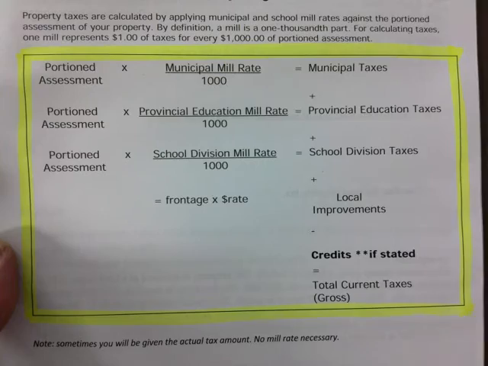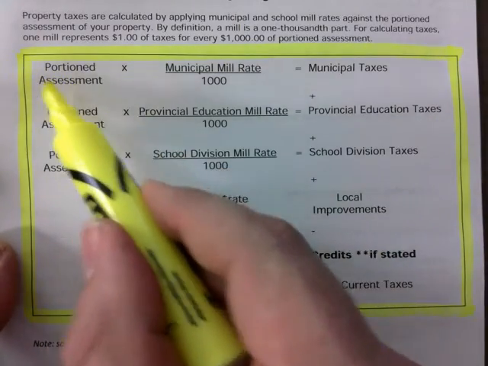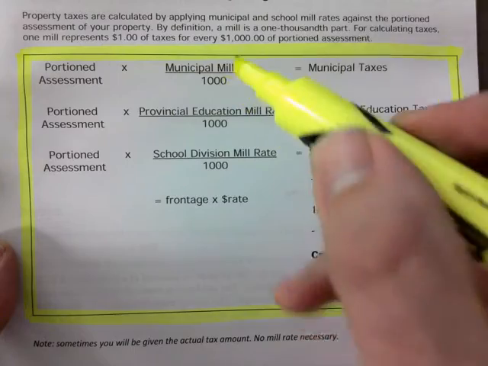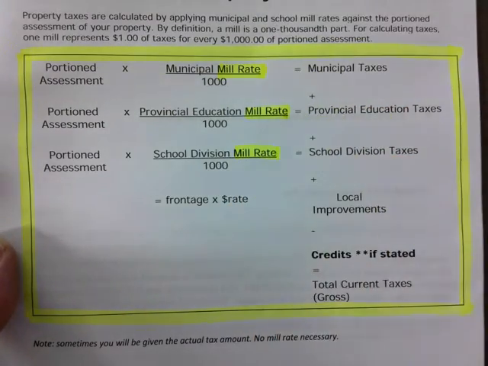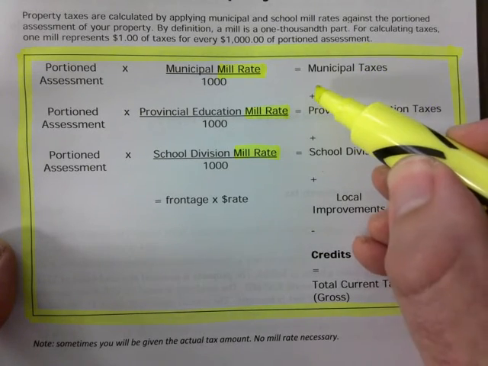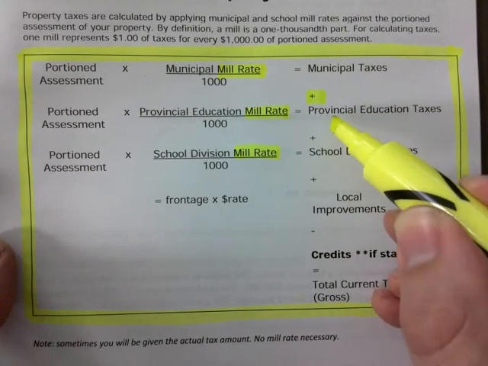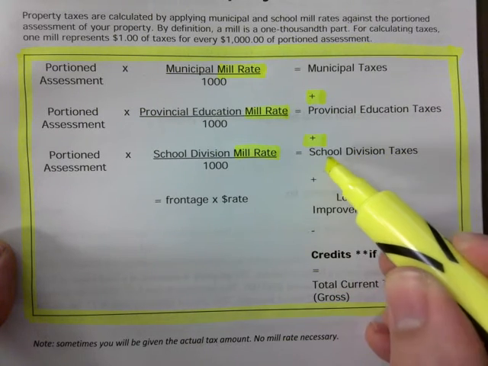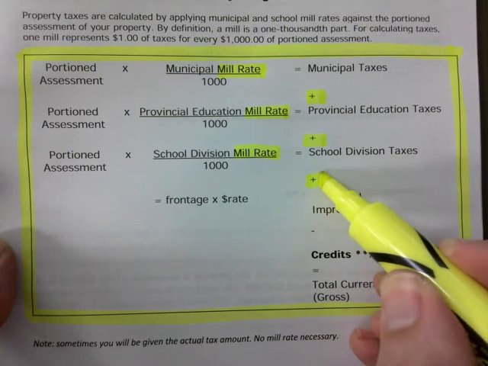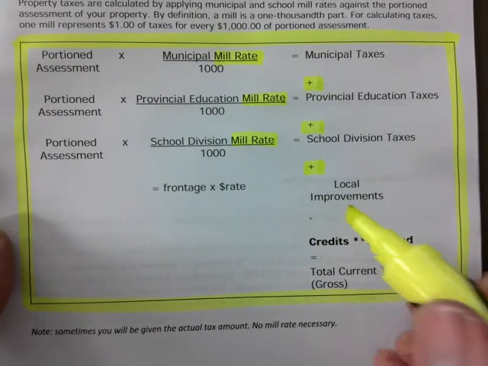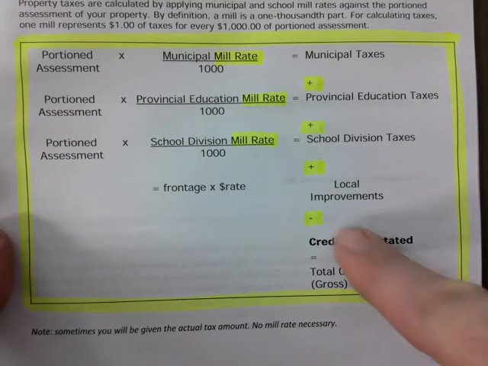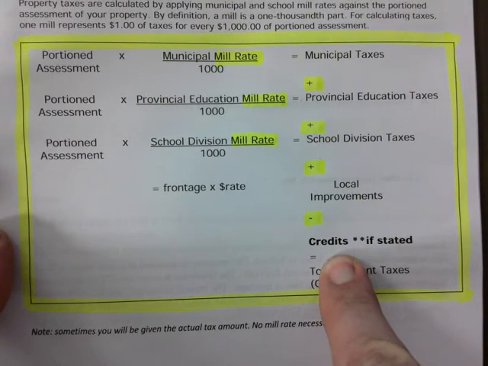And this is what I want you to notice, that it's always portion assessment times the mill rate. Right? There are always mill rates given here. So you have your municipal tax, watch this guys, plus the provincial tax, plus the school division tax, plus local improvements, but then there's a minus any credits that may be given.